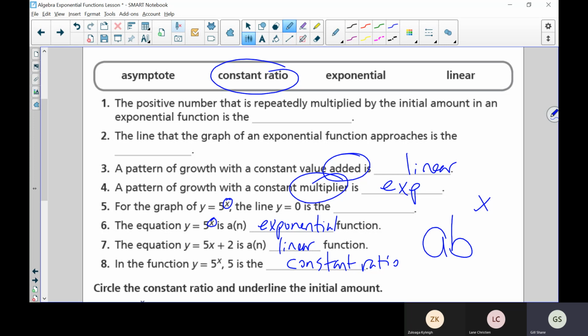We just said B is 5. 5 is the constant ratio. Why is it not 1? It would be y equals A times B to the X. I just didn't write that in, so I should write that in. So it'd be f of x equals A times B to the x.